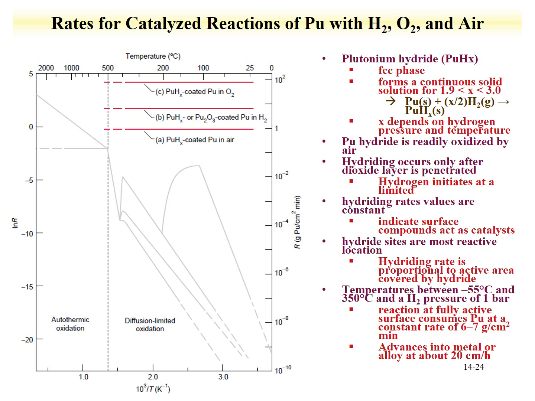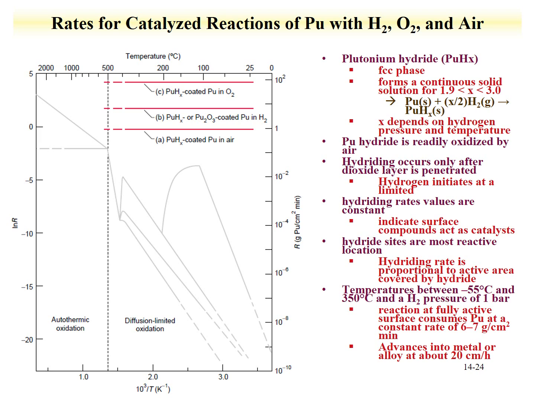And as we see here, this hydride is readily oxidized by air. And then if we go from an air to an oxygen atmosphere, the rate of oxidation goes up. And this hydriding occurs only after the dioxide layer is penetrated. So the hydrogen is kind of an initiating step. We see that these values are constant. And one of the things that we could take away from these constant values is that the surface acts as a catalyst for the oxide reaction.